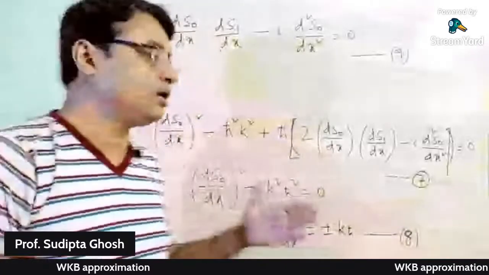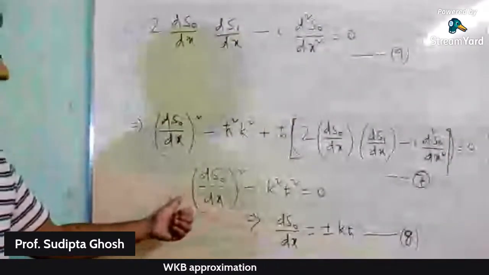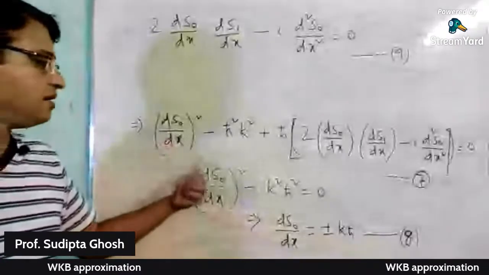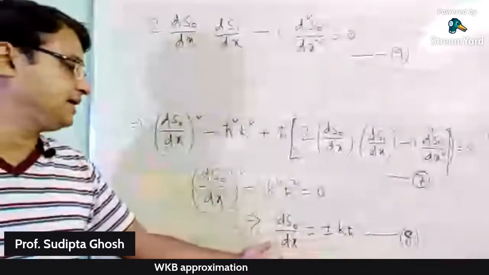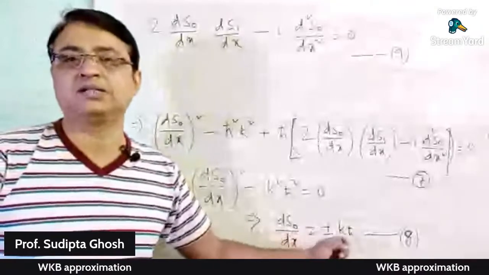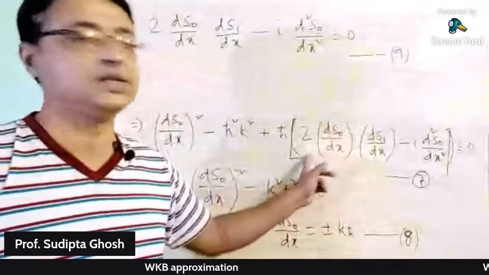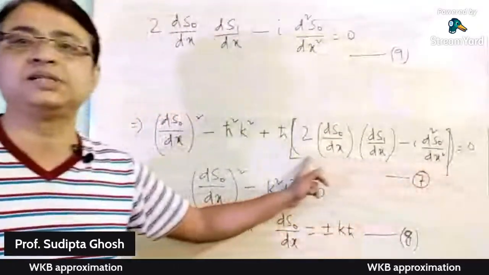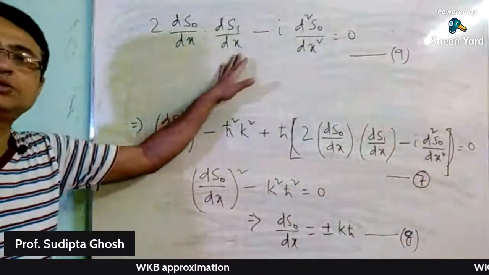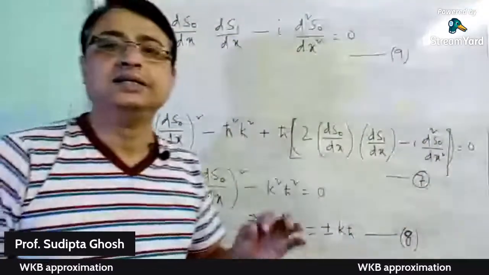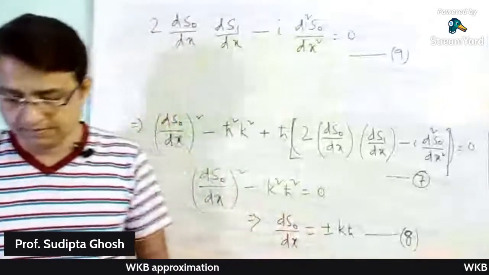So by equating the coefficients of ħ to 0, I get one equation as (ds0/dx) whole square minus ħ²k² equals 0. From this you get ds0/dx equals plus minus ħk. Now this is our equation 8, and the other equation I get from the terms in the parenthesis as 2 (ds0/dx)(ds1/dx) minus i d²s0/dx² equals 0. I think, Tripti, you get my point?